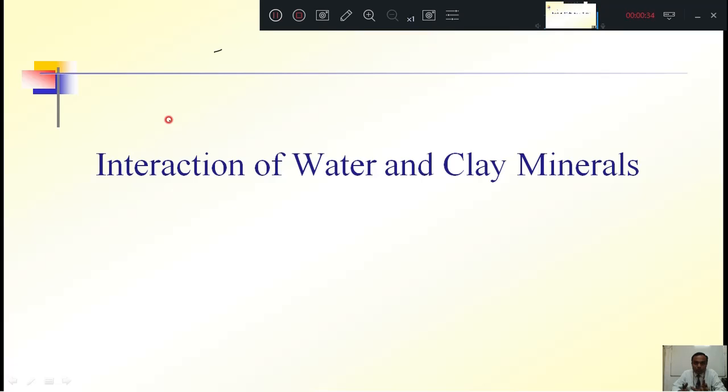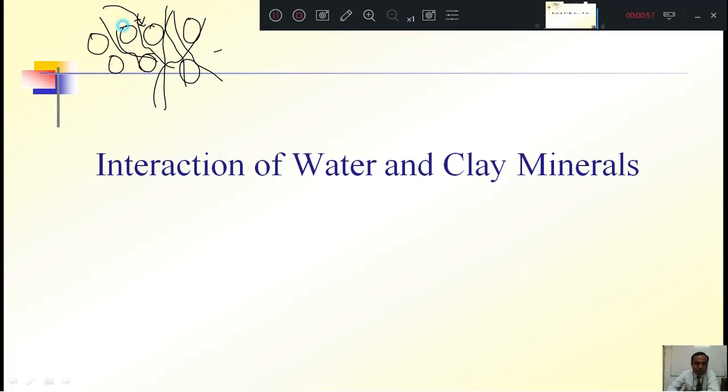2.1, that is the second module, first chapter, the last topic, that is the interaction of water and clay minerals. See here, let us consider gravel particles. These are the gravel particles. When you put water into the gravel, this water will flow through the gravels. No doubt they will flow through the gravels.